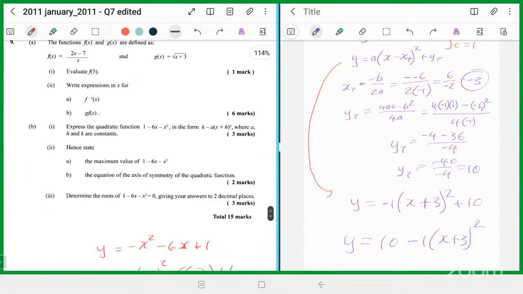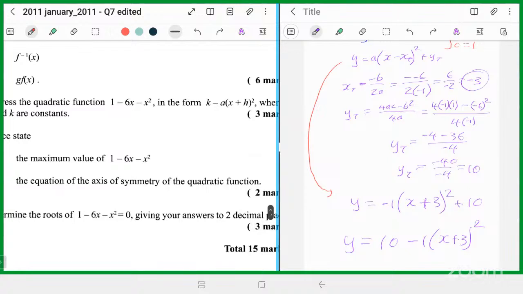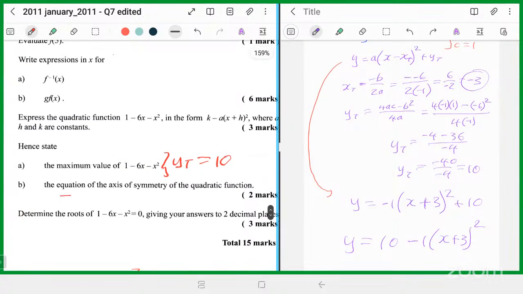The next part down here says we have to state the maximum value. The maximum value is the yt value, which is 10. Simple as that. Next part says the equation of the axis of symmetry. The equation of the axis of symmetry is x equals whatever the xt value is. The xt value is -3. So the axis of symmetry is x equals -3. This is the answer. Axis of symmetry: x equals whatever the xt value is. Easy.